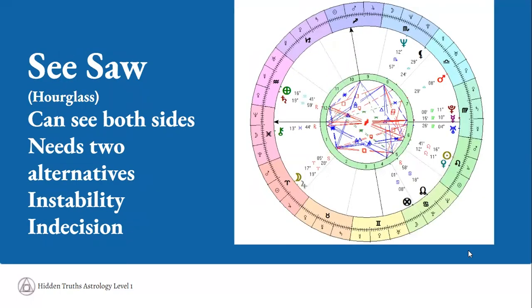The seesaw or the hourglass. This is an interesting type of chart pattern because the person can see both sides of the story. They can see this aspect and they can see it from here. But what happens is they always need two alternatives. It creates instability. They want certainty. It creates indecision because if I go with the right side, then I'll get this option. If I go with this side, I'll get this option. So there's a cognitive dissonance and an incongruence because they have the ability to see both sides of the story.